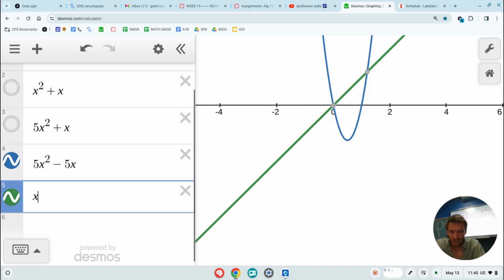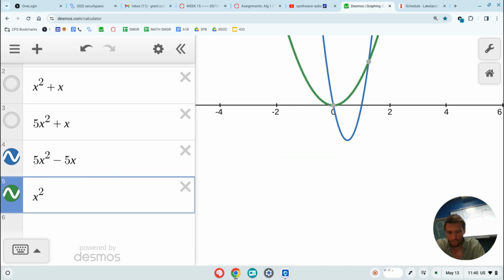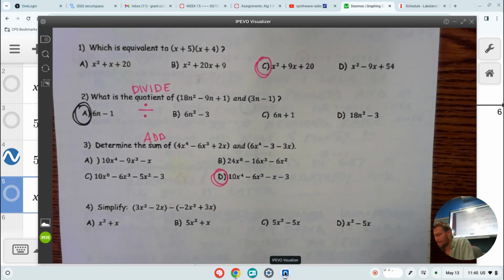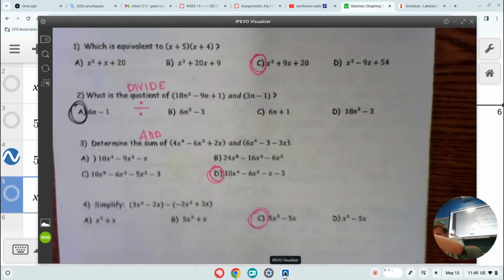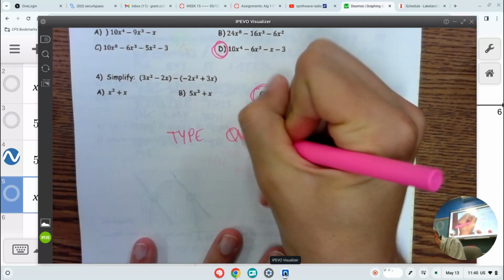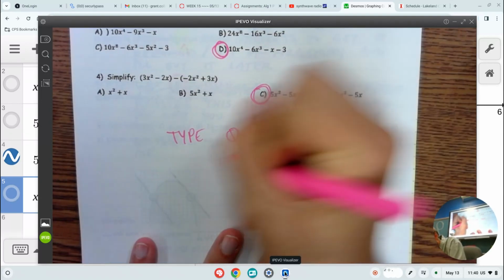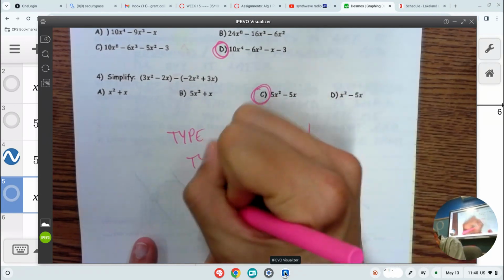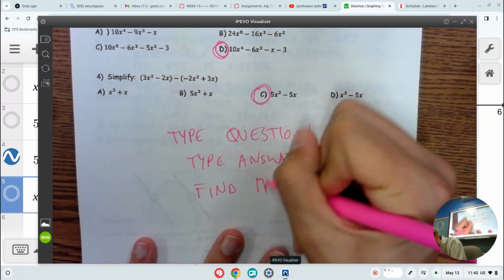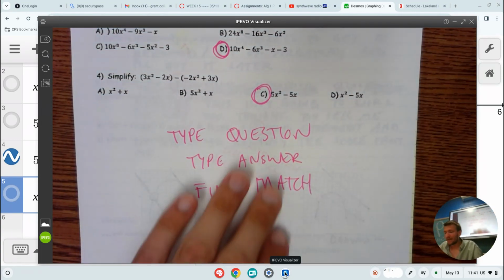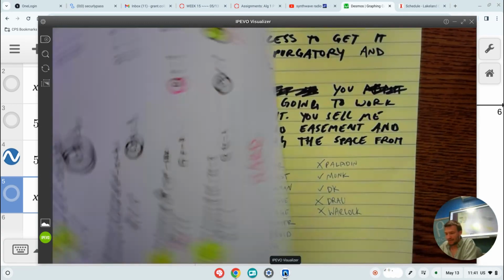Let me just make sure. X squared minus 5x. No good. And so the answer is C. So, remember, when in doubt, type question, type answer, find a match.